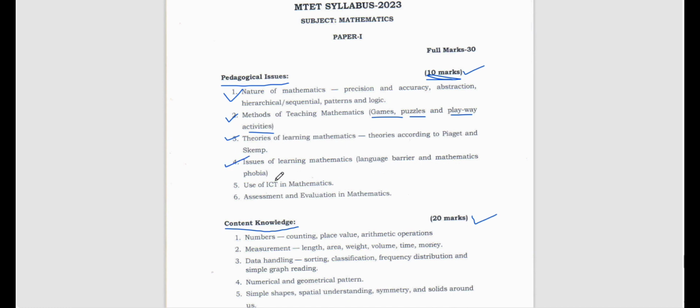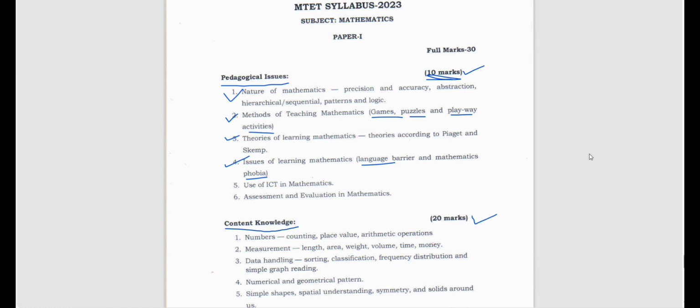Now let's see number 4. We have issues of learning mathematics: language barrier and mathematics phobia. Language barrier means when you are not able to understand the mathematical language. We have to understand mathematical language very well. Phobia means fear. Most of us fear mathematics.